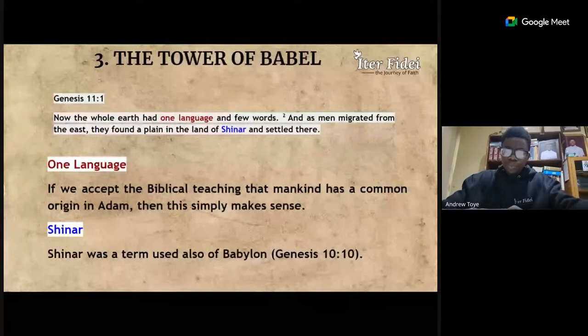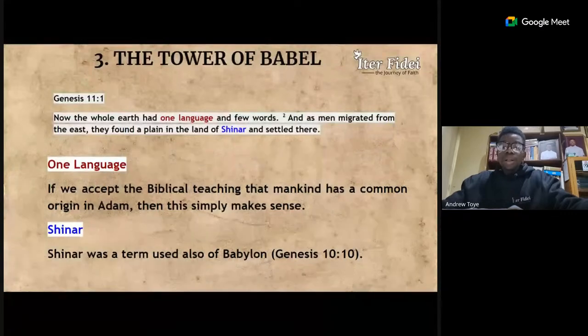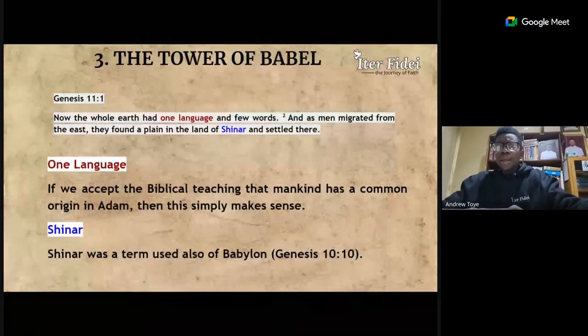In verse 1, we read that now the whole earth had one language and few words. And as men migrated from the east, they found a plain in the land of Shinar and settled there. One language. If we accept the biblical teaching that mankind has a common origin in Adam, then this simply makes sense. That there was a time when humanity spoke one language instead of the hundreds of languages that we have on earth today. But the question is, what language were they speaking?